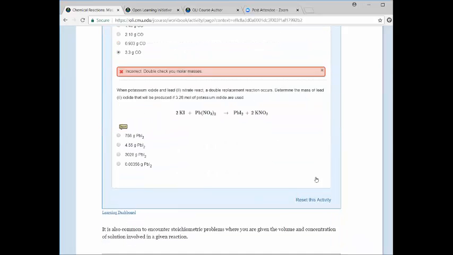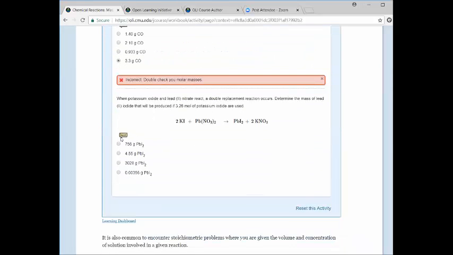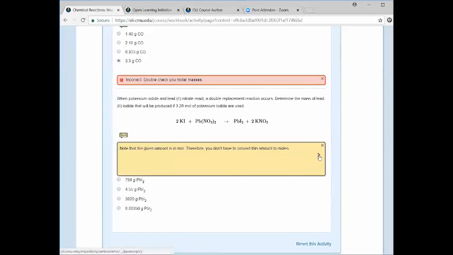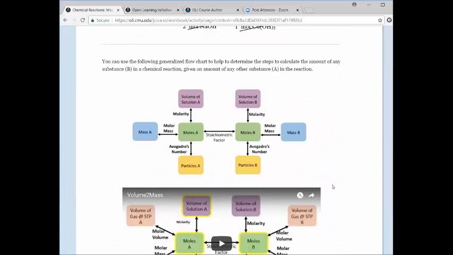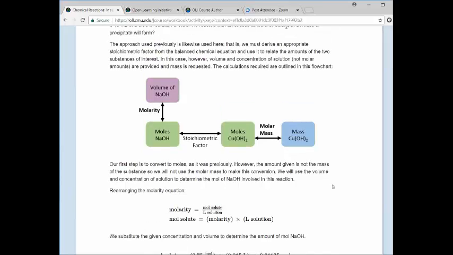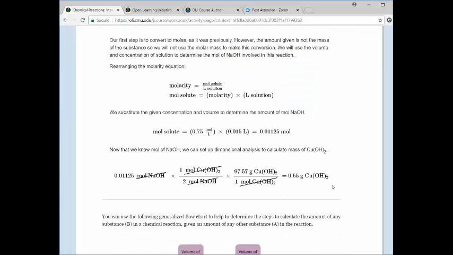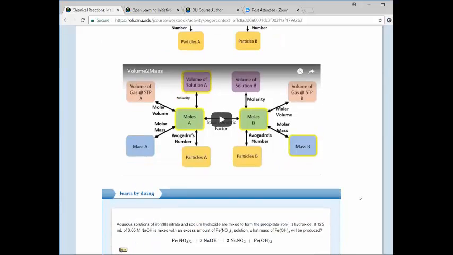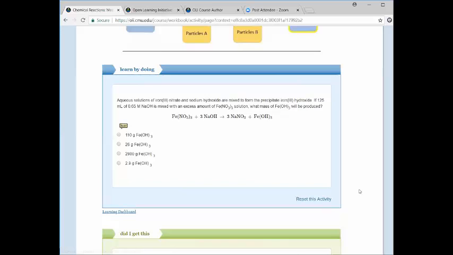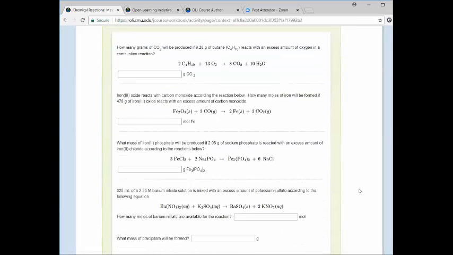Here we get to some more learn by doing activities that include hints. This one's going to give hints that kind of talk the student through the process. The next type of example involves volume and concentration of solution along with mass. Increasing complexity a little bit again. This one includes a video example that walks the students through a problem. And then again, a learn by doing with a hint and a series of numeric input.